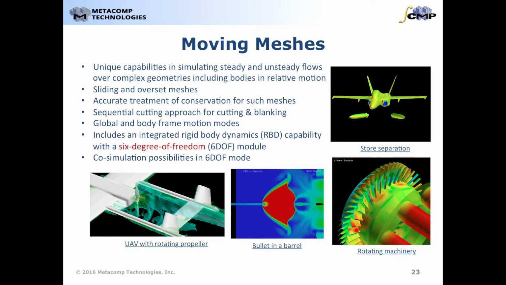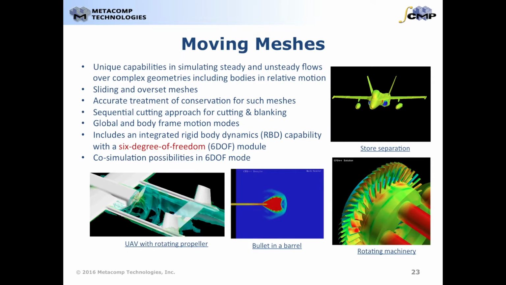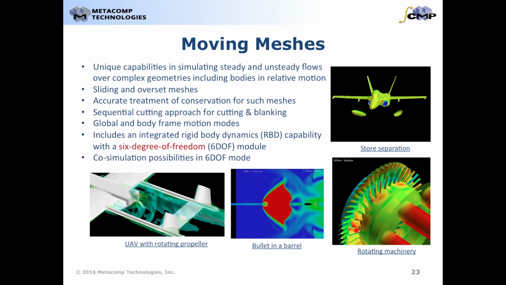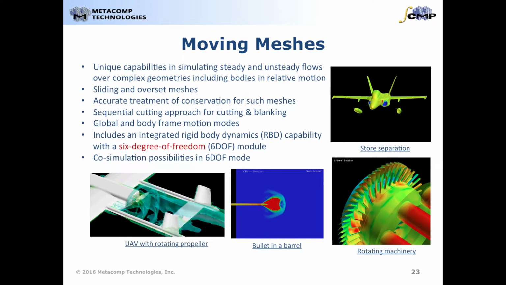CFD++ has many useful features to simulate moving meshes with complex geometries including bodies in relative motion. Simulations can be performed using sliding and overset meshes. An accurate treatment of conservation is used for such meshes. We utilize a sequential cutting approach which can solve multiple steps of cutting and blanking, providing a very versatile method for handling lots of different problems.